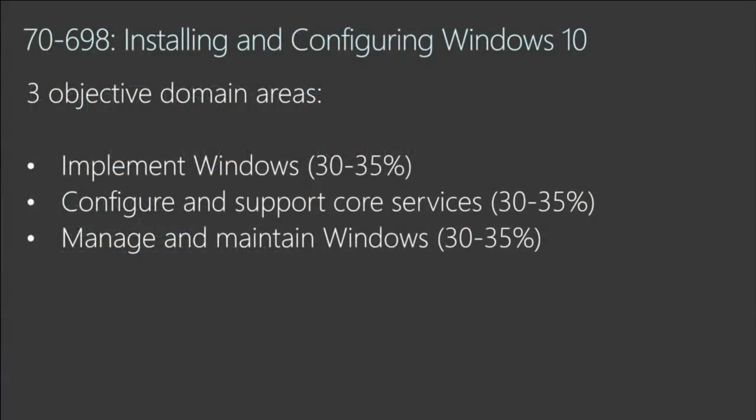And what we're going to be covering today in this Cert Prep session is a walkthrough of the exam objective domain areas, of which there are 3. We're going to be talking about implementing Windows, configuring and supporting core services, and finally, managing and maintaining Windows. And you can see that it's basically 1/3 of the marks on the exam for each area. Each one 30 to 35% approximate marks.